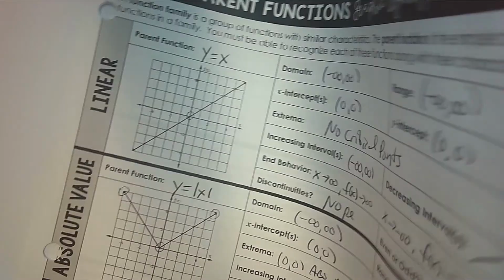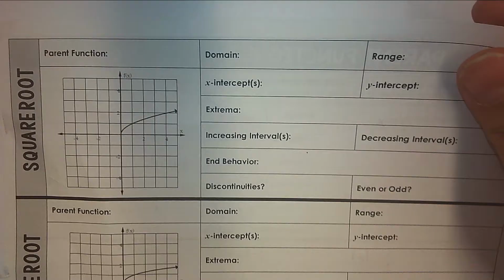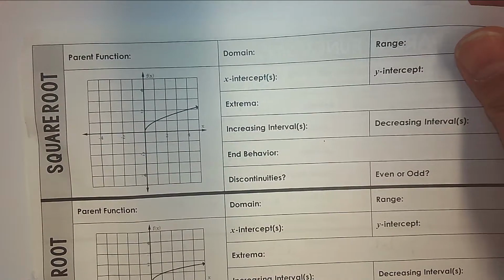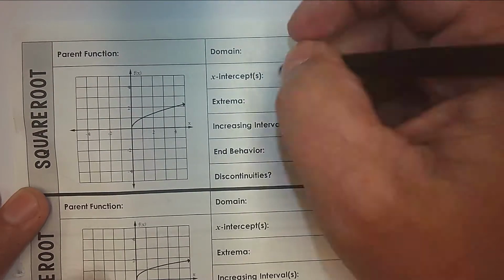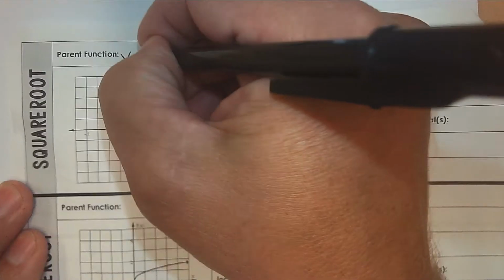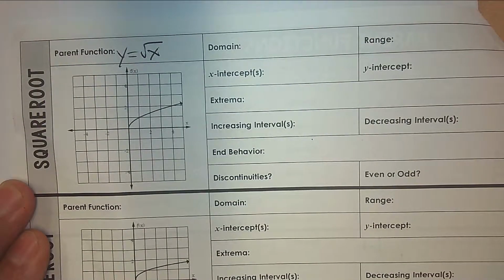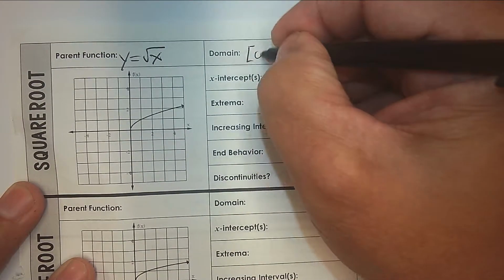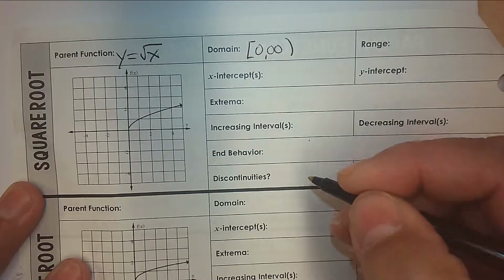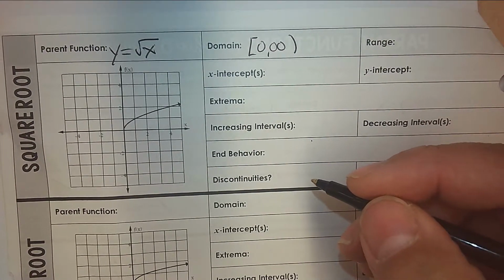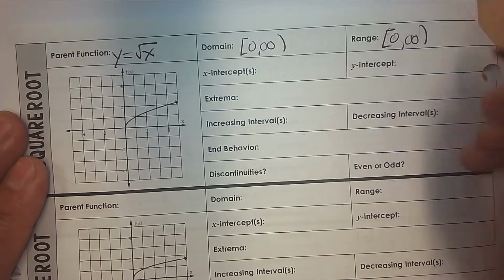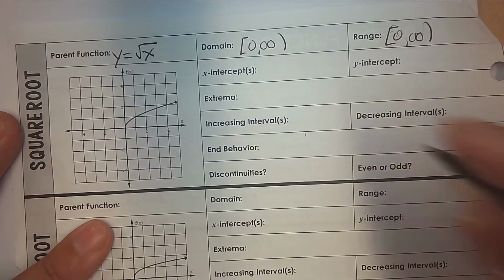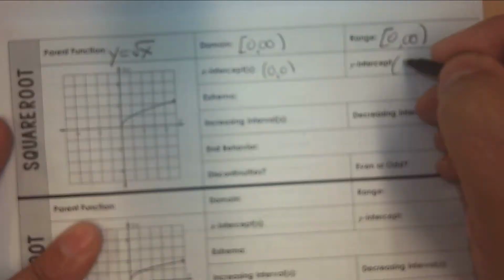Turn the page. Next one, square root. The domain here, so this is y equals the square root of x. The domain here goes from 0 to infinity, so we have no negative numbers. The range does the same thing from 0 to infinity, so no negative answers. We have an x-intercept at 0, 0 and a y-intercept at 0, 0.